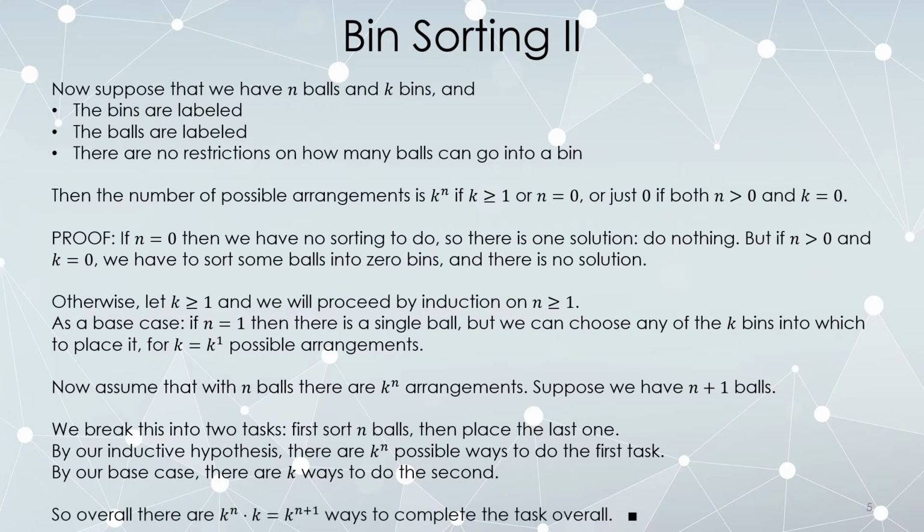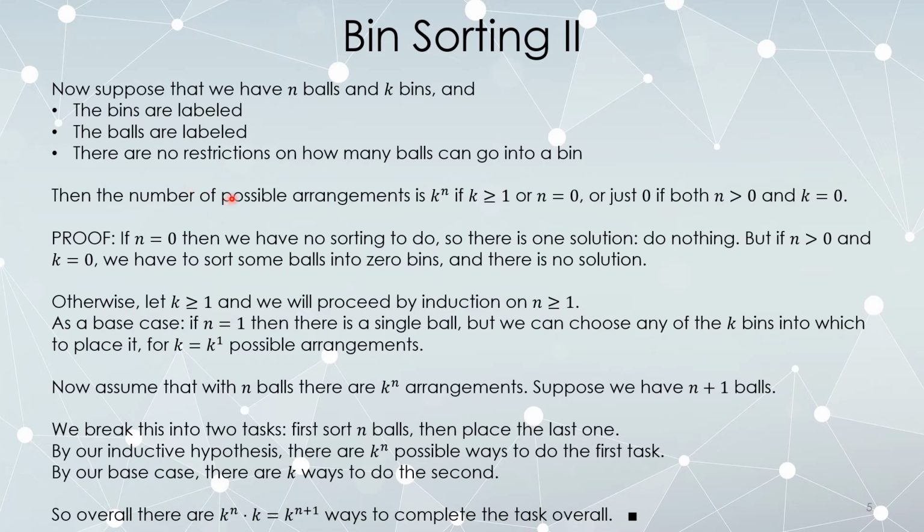Since we assumed there's no restrictions, we don't have to have empty bins or non-empty bins, etc. The two tasks do not interact with one another. The manner in which I sort the first n balls has no bearing on the final ball. So the number of ways to do the two tasks is just the product, k to the n times k, which is k to the n plus 1. So here we have an inductive proof of this general formula.